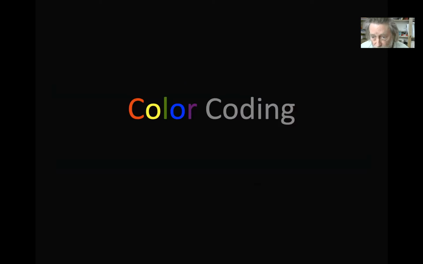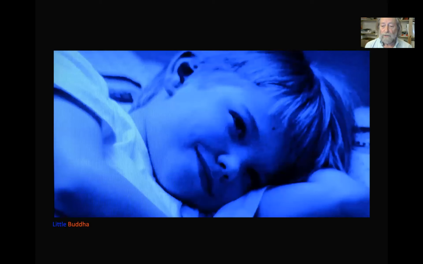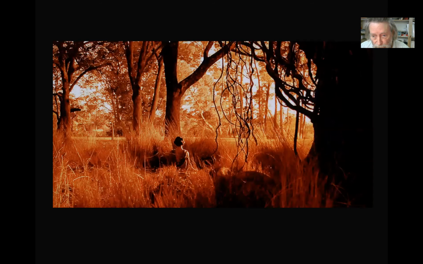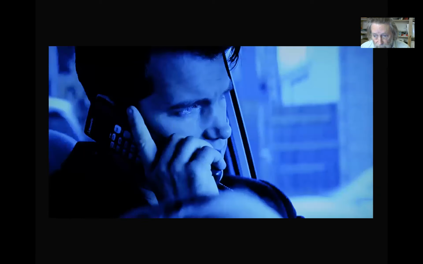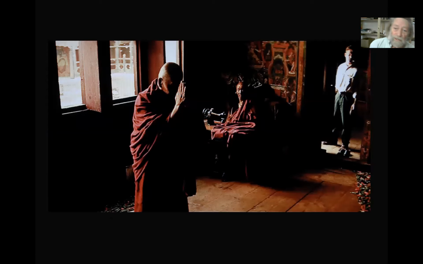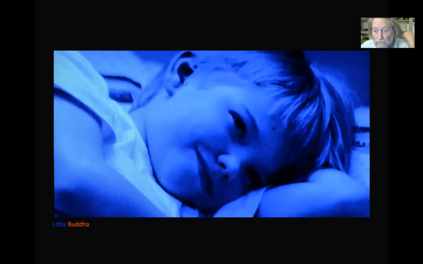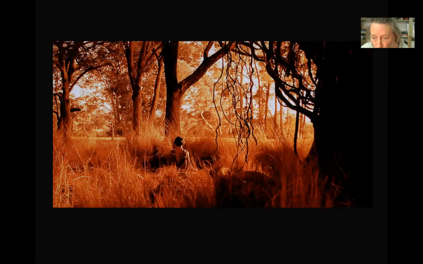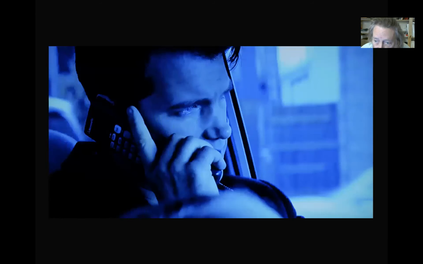Color coding. In the movie Little Buddha, we meet a boy who lives in Seattle, and all his scenes are very blue. We also meet Siddhartha, who lives in India, or the history of, and he's always very red. His father, the boy's father, everything in Seattle's blue, and whenever they cut to the memory of Siddhartha, it's red. But when they're actually in India, this is normal daylight. Here's the story. This boy, it is presumed, is the reincarnation of Siddhartha.